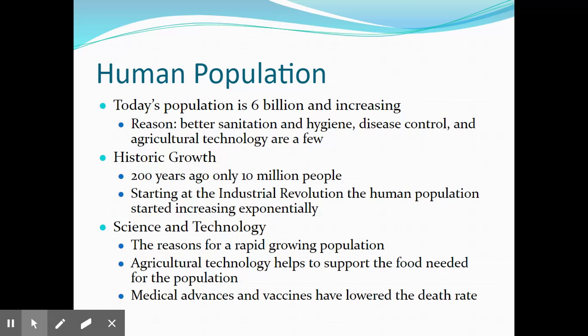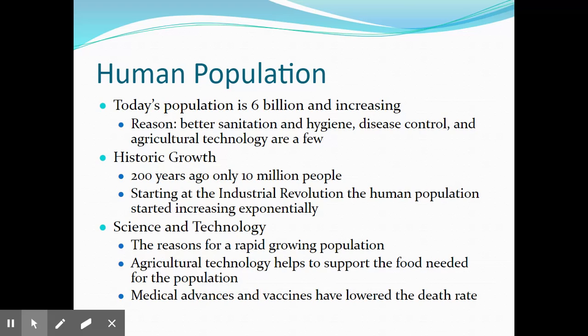In the human population, today we have 6 billion people, and increasing from there. We no longer have 6 billion people in the world, we have much more. Reasons for the increase in the human population: better sanitation, hygiene, disease control, and agricultural technology. We're able to produce more food in a smaller space. We're able to keep more people in a smaller region.